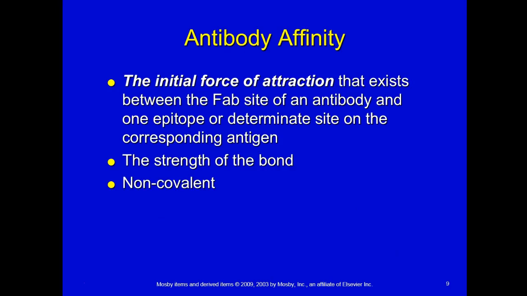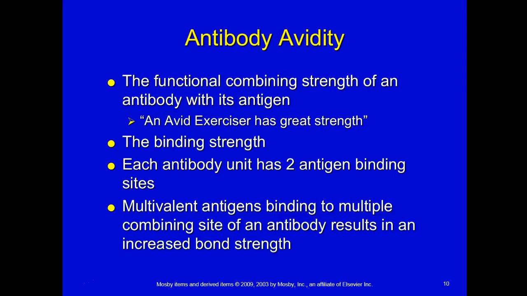Now we're going to talk about affinity and avidity. Affinity is the initial force of attraction that exists between the Fab site of an antibody and one epitope or determinant site on the corresponding antigen. This is the strength of the bond, and it's non-covalent. Okay, so it's the initial force of attraction, or the bond. If you have a strong affinity for another person, you may have a strong bond with that person. So that's kind of how I memorized that one.